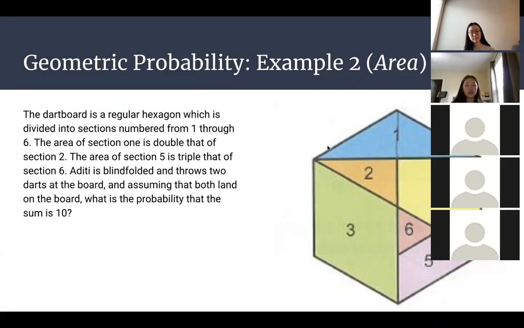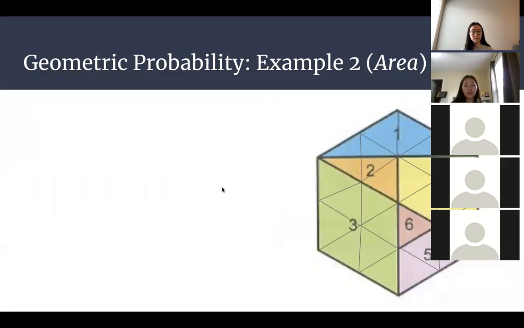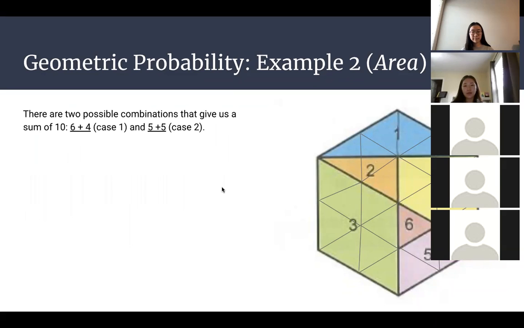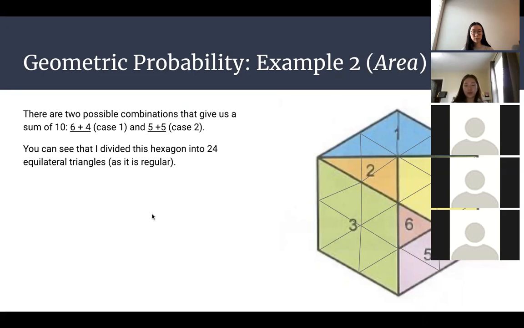So this one is just an example, so I'll walk you through this. Basically, we know that in order to get 10 using this dartboard, you have to do either 6 plus 4 or 5 plus 5. Those are the only two options. We also have to use area, right?